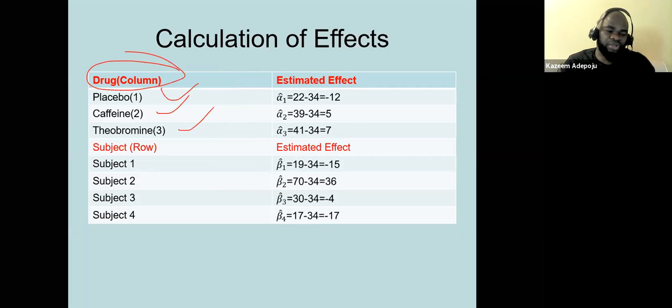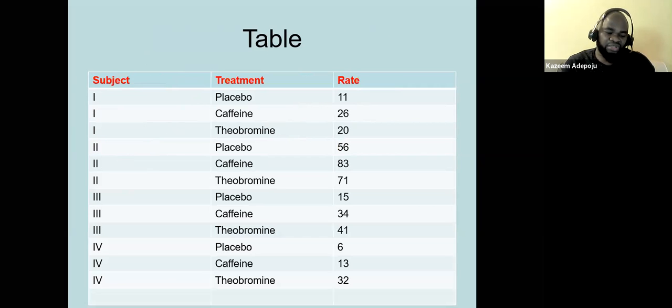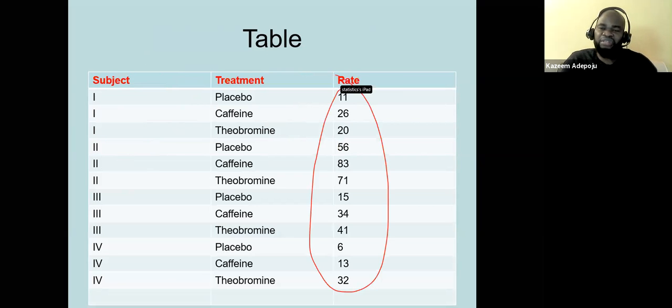Now, these are the estimated effects. The question now is, how do I get 34? Okay, how do I get 34? 34 is just going to be, you're going to add all the data together from 11 to 32. You're going to add all of that and divide by the number, I think you're actually going to have like 12. You're going to add everything together and divide by the number. So that will give you 32.